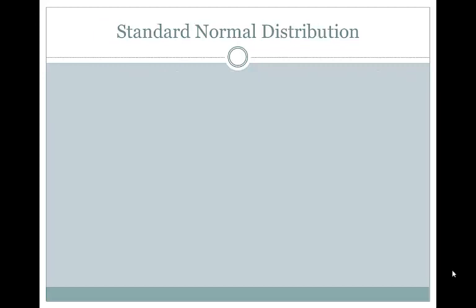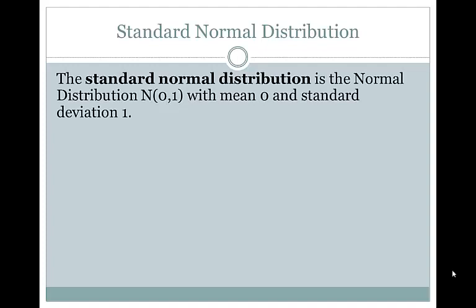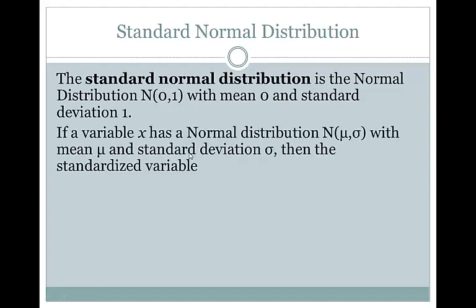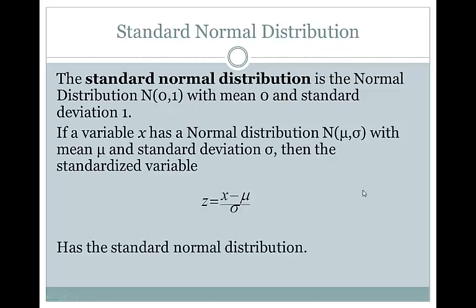The standard normal distribution then is a normal distribution. This notation gives us the mean and the standard deviation. So it's a normal distribution with mean 0 and standard deviation 1. If we have a variable x that has a normal distribution with mean mu and standard deviation sigma, then the standardized variable, z equals x minus mu over sigma, has the standard normal distribution. So we can turn any normal distribution into the standard normal distribution by standardizing the scores.